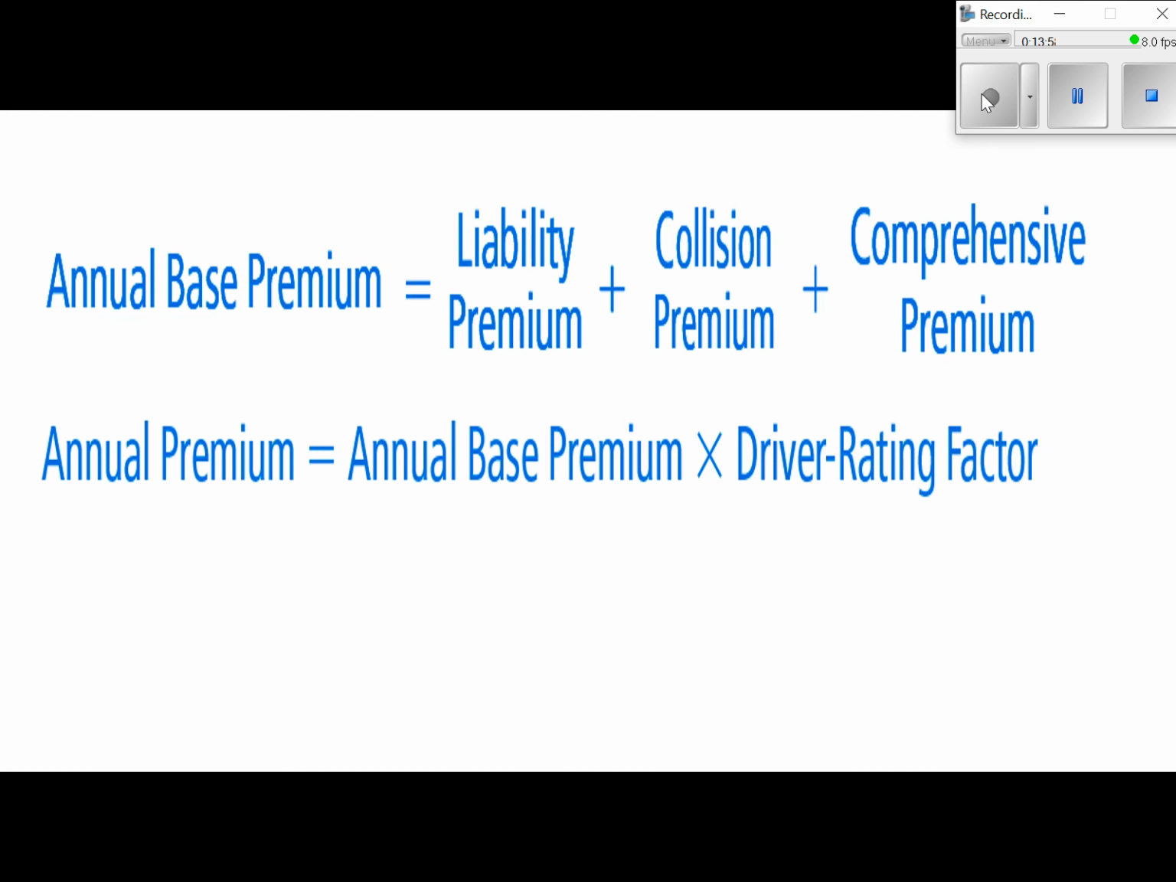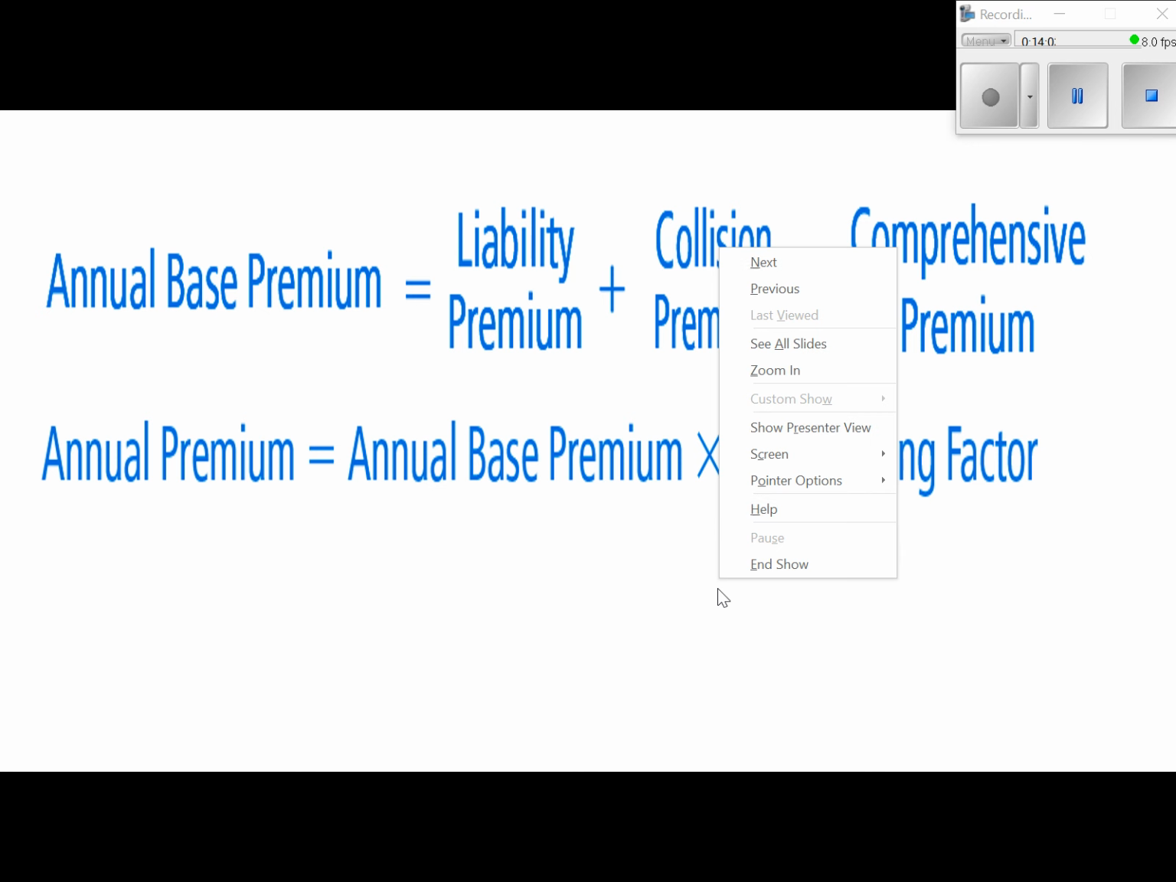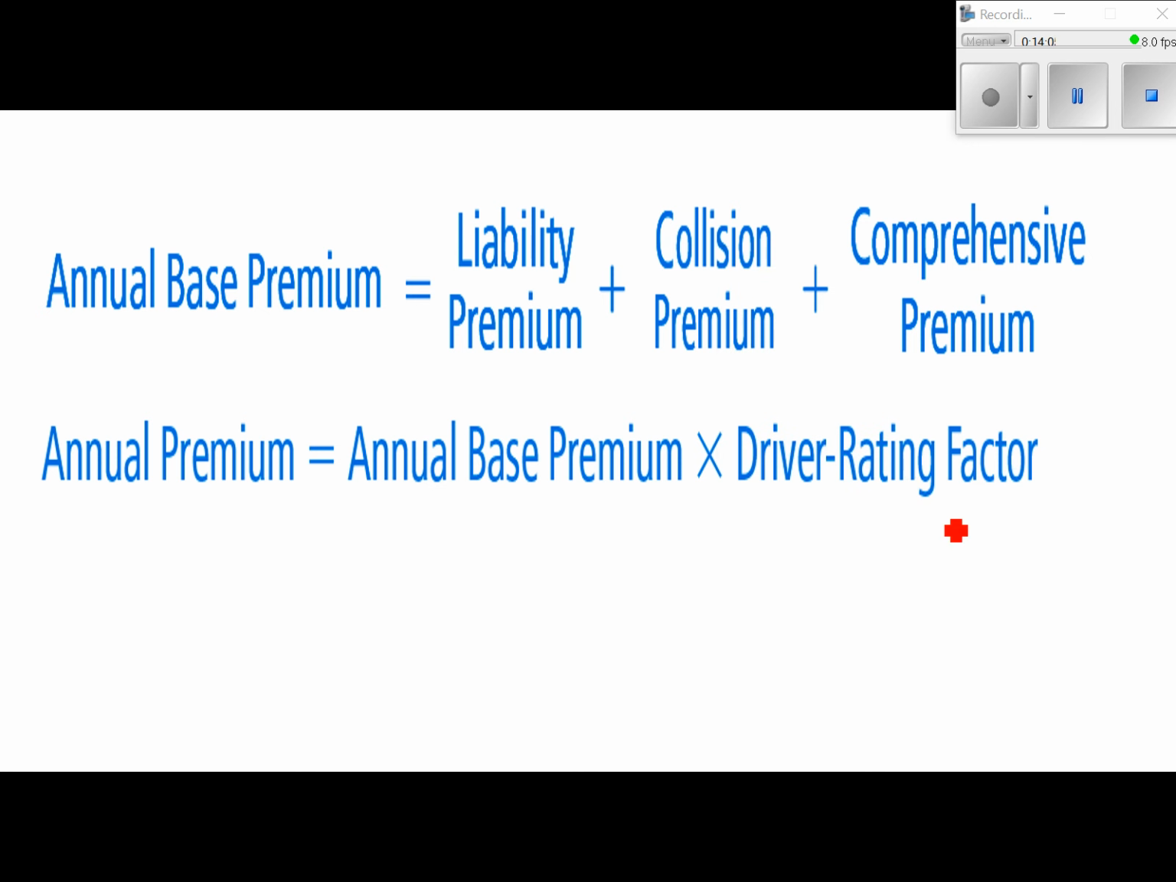All right, the other things that this driver rating is based off of, or sometimes your insurance is based off of, is the style of car you drive or the type of car you drive, how much you drive the car, if you drive the car just for pleasure, if you drive the car back and forth to work and you have a long drive every day, and so on. So that all goes into figuring out your annual premium.